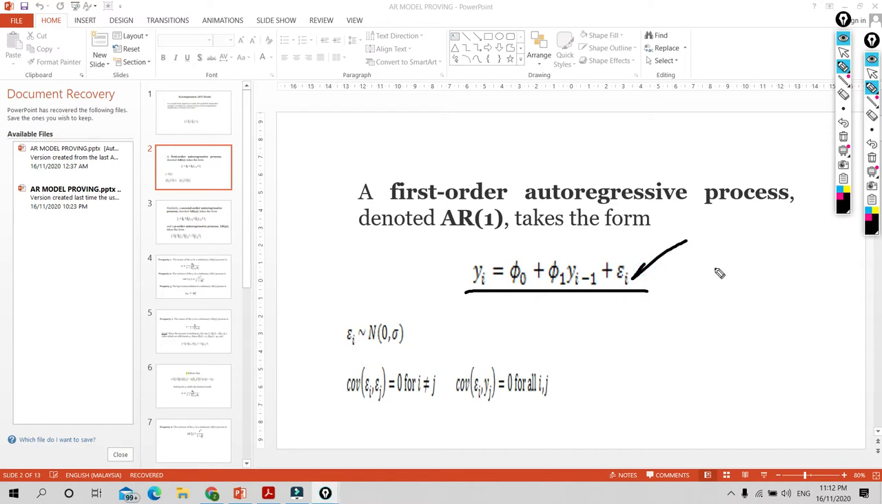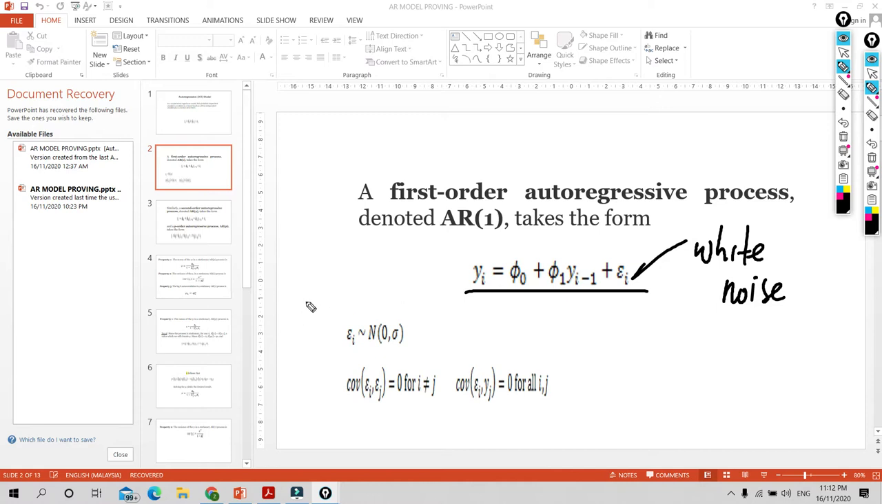White noise, or the error. In regression we say white noise, but this is the error here. The error is normally distributed with mean 0 and variance sigma squared, and the covariance of epsilon i and epsilon j is equal to 0, and the covariance of epsilon i and y j is also equal to 0. These are the basic properties here.